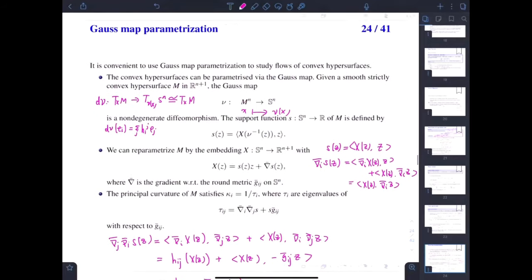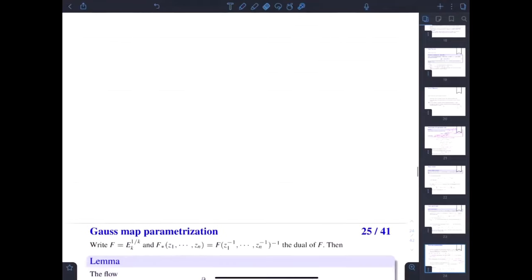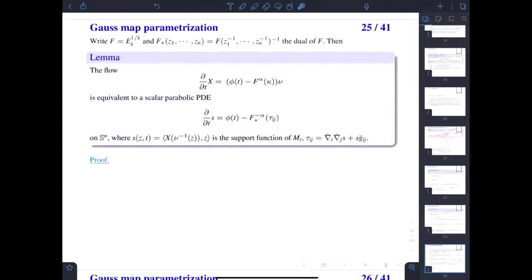So under the Gauss map parameterization, we can express the principal curvature as 1 over the curvature radius tau_i, and each tau_i is an eigenvalue of the tensor tau_ij, which is given by the Hessian of s plus s times g bar_ij. Under the Gauss map parameterization, we can convert the curvature flow for convex hypersurface to a scalar parabolic PDE of s. And so we can use the parabolic PDE theory to study the flow. The proof for this lemma is also simple.